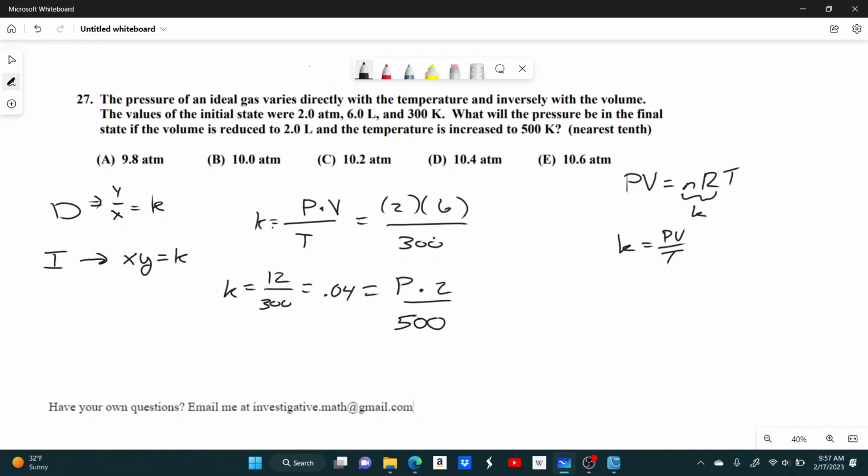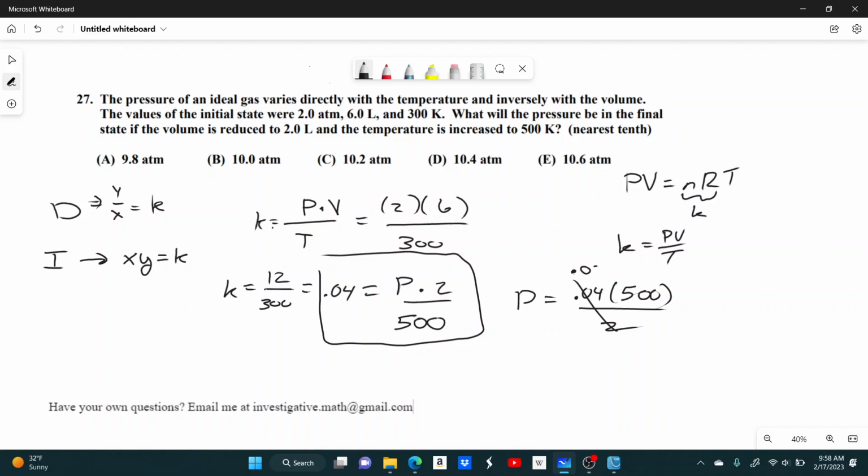So now we just solve this equation. 0.04 equals P times 2 over 500. So P will just be 0.04 times 500, and then divide that by 2. Let's see, 0.04 divided by 2 is 0.02, which you can think of as 2/100ths. Well, 1/100th of 500 is 5, times 2. So that gives you 10 atm.